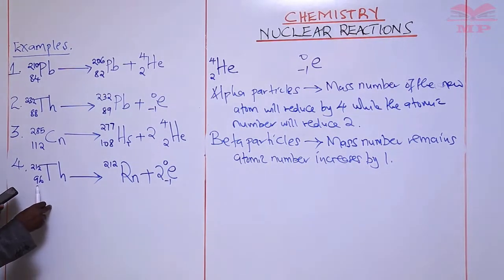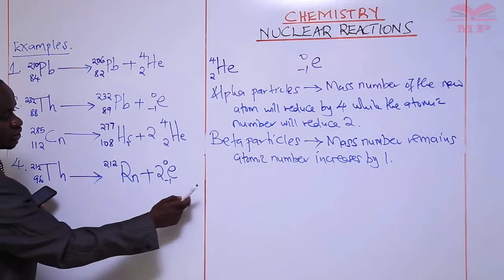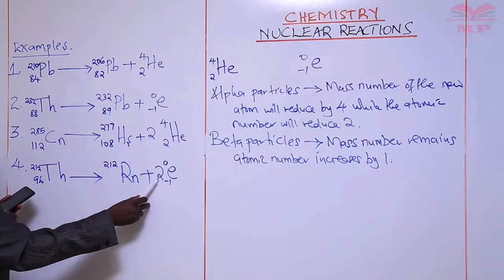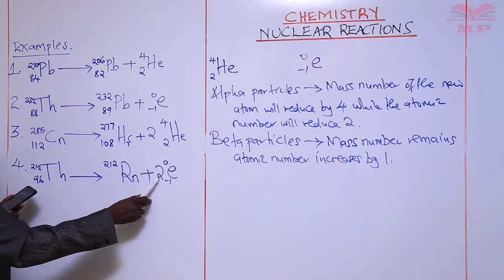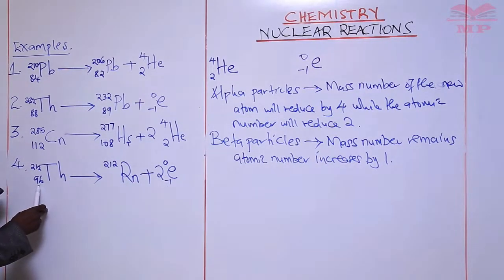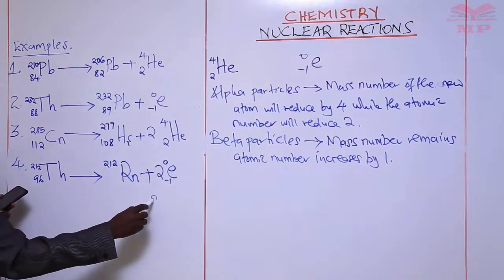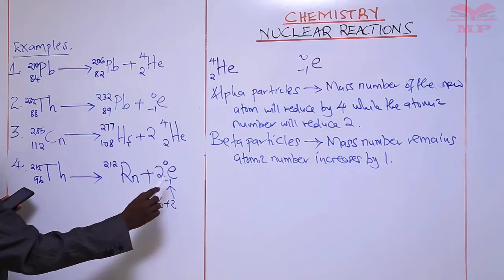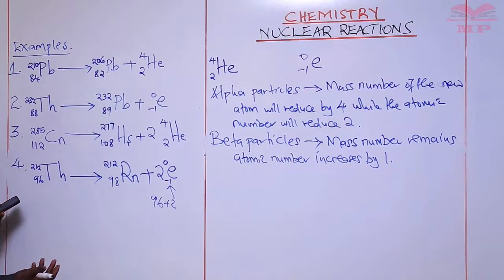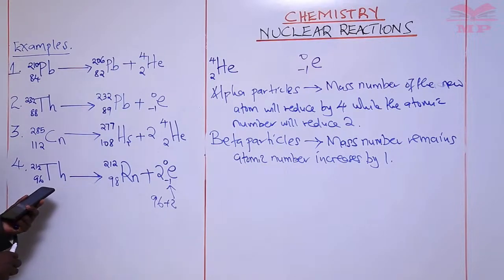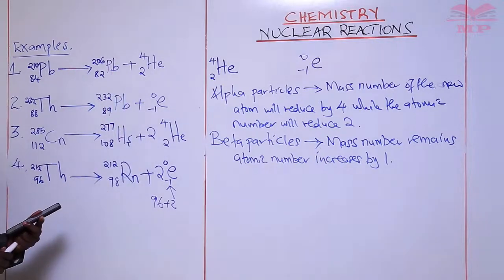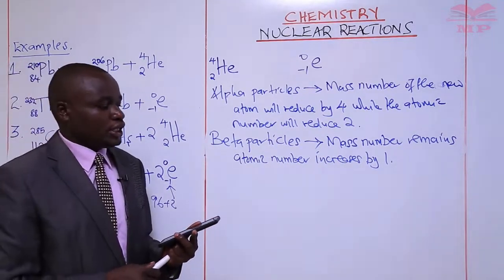On the left it is 96, then it means I should also have 96 on the right hand side. So now that there is emission of 2 beta particles, we shall multiply 2 by negative 1, that will give you negative 2, and then you increase this value by 2. So we are going to take 96 plus 2, and that will give you 98. So that means the new nuclide will have an atomic number of 98 and a mass number of 212. So these are examples of what you are calling nuclear equations.